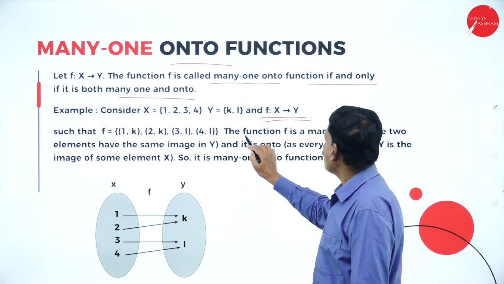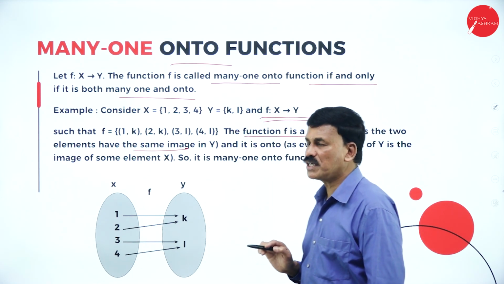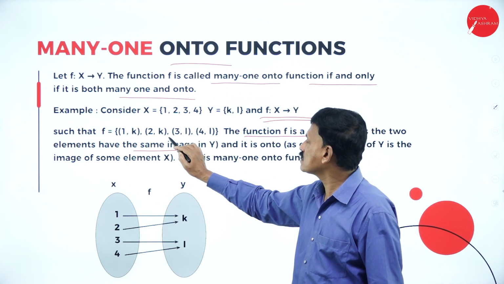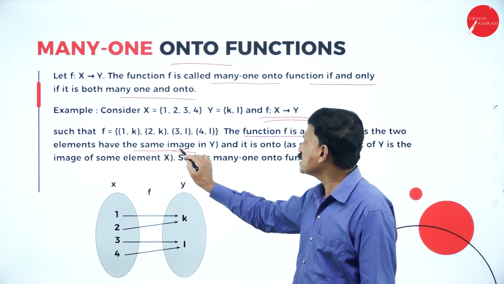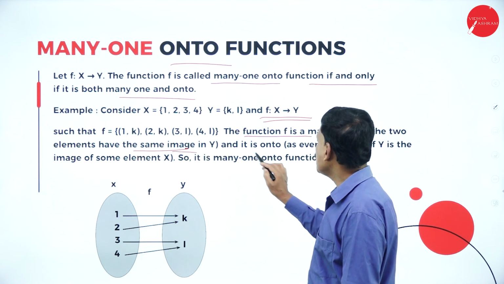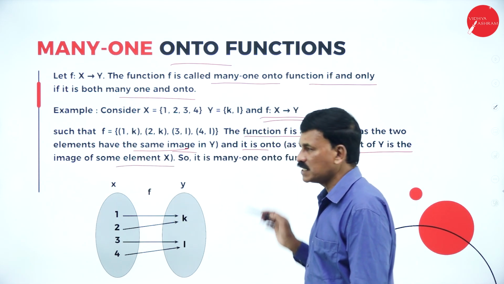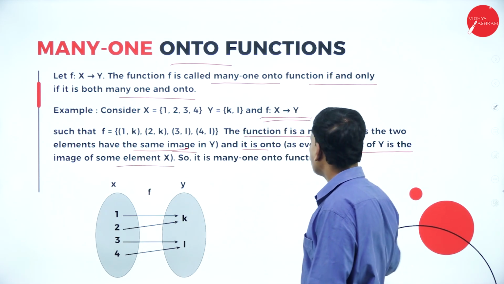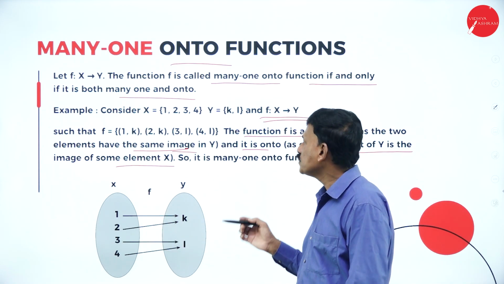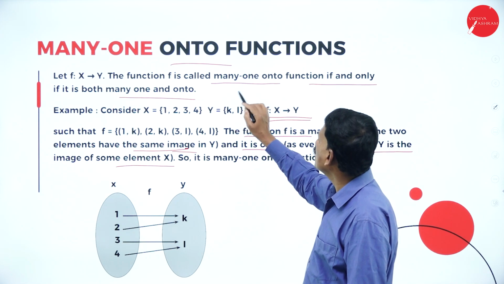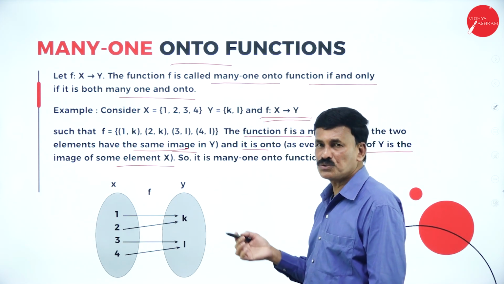That means the function f is many-one, as two elements of X have the same image in Y, and it is onto, as every element of Y is the image of some element in X. So every element of Y is an image of some element of X, that is onto. Therefore, this is an example of a many-one onto function.